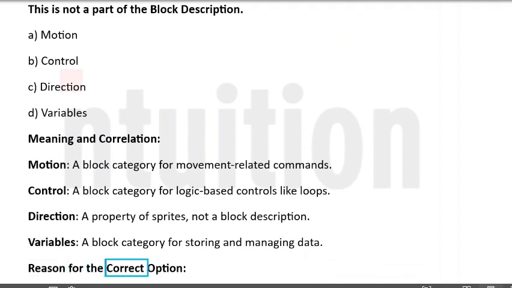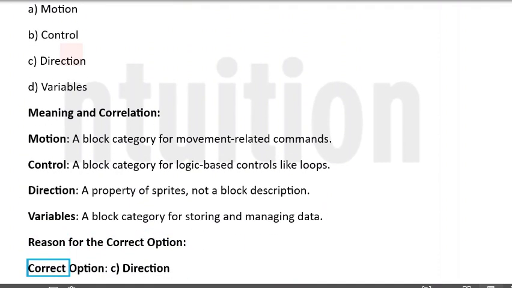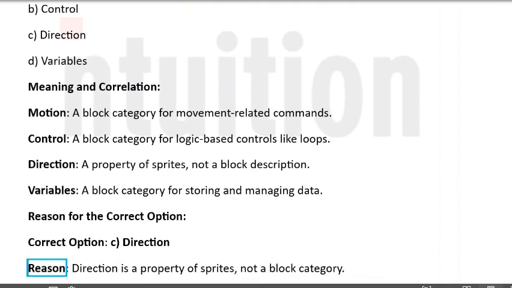Reason for the correct option. Correct option C. Direction. Reason. Direction is a property of sprites, not a block category.